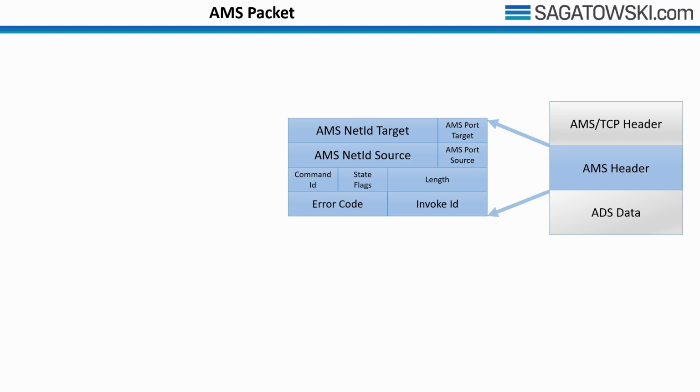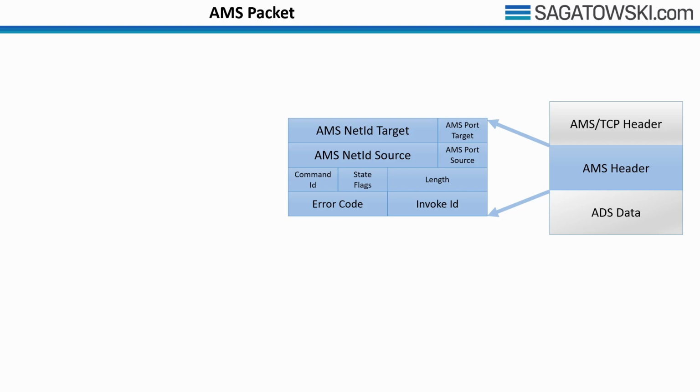Before looking into how we can set up a client-server connection with ADS, it's good to understand what actually goes on the wire. For this we need to look at the layout of an AMS packet. First we have the AMS TCP header, which doesn't contain anything else than the length of the AMS header and the ADS data, both shown under the AMS TCP header. Next we have the AMS header, which contains a couple of fields. The first four fields are the target and source AMSNet ID and port, so that we know to whom the packet is sent and who sent it, in case we want to send a response.